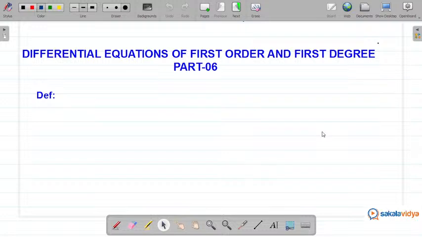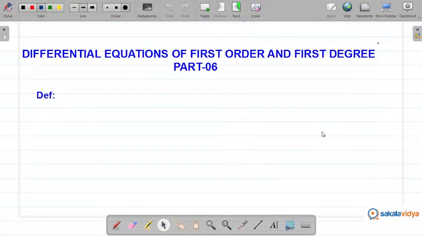In the last session, parts 1 to 5, we discussed the concept of differential equations and how to form them. Now we are going to study how to solve differential equations. Today we shall concentrate on differential equations of the first order and first degree, which we cover under part 6.